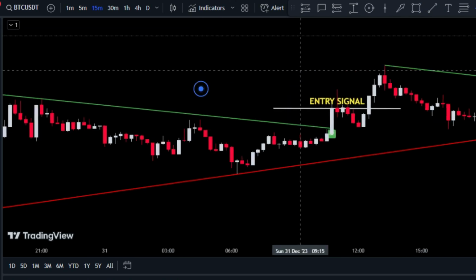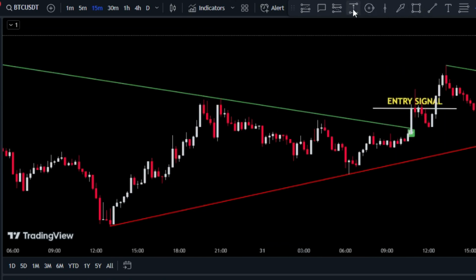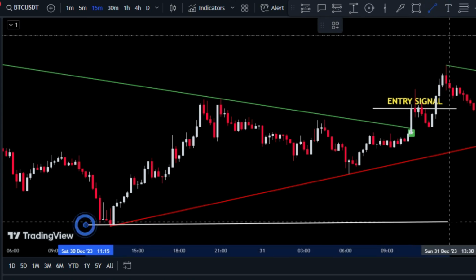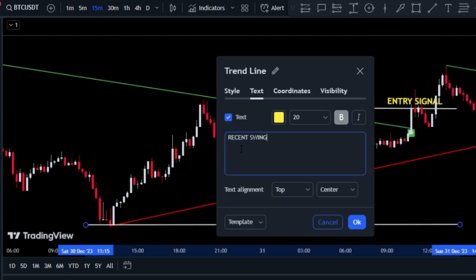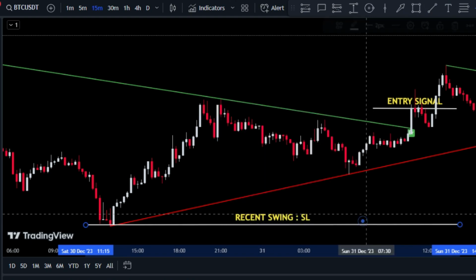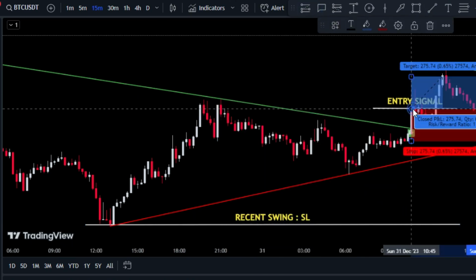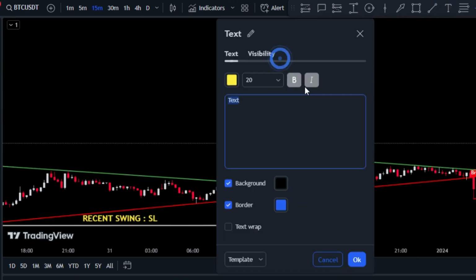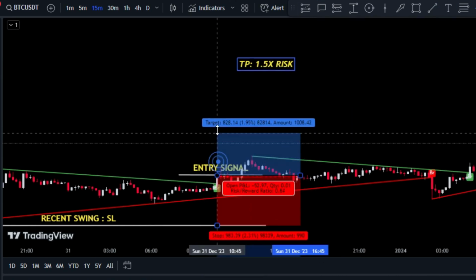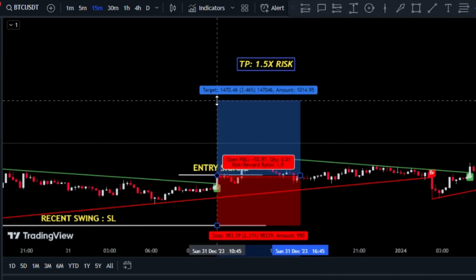And to manage risk, it's important to set a stop loss below the recent swing low. You can also consider setting a target for the trade that's 1.5 times the amount of your initial risk.